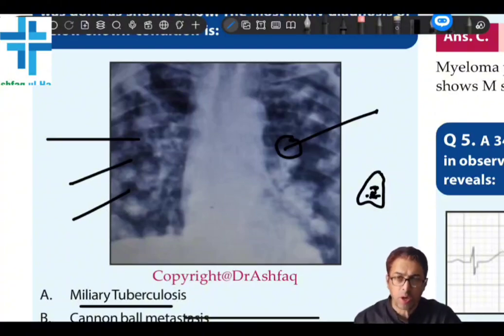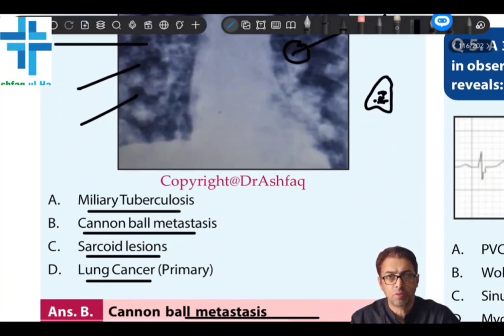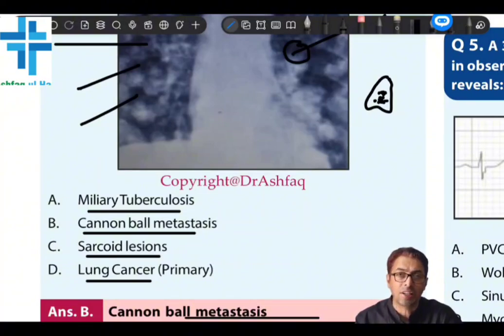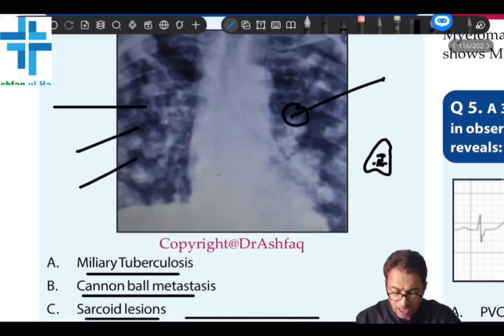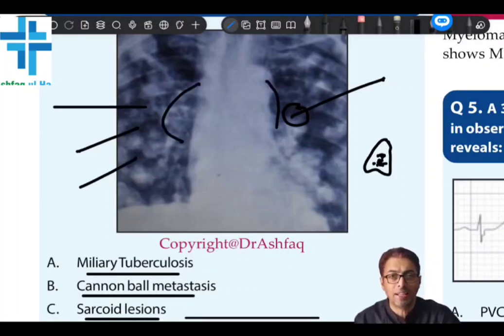Now, sarcoid lesions: you know sarcoidosis is a granulomatous condition characterized by the presence of non-caseating granulomas. It would usually present with bilateral hilar lymphadenopathy. Here you can see the hila are free. There is no hilar lymphadenopathy, which is a characteristic feature of sarcoidosis. Also, there is no history indicating sarcoidosis in the past.